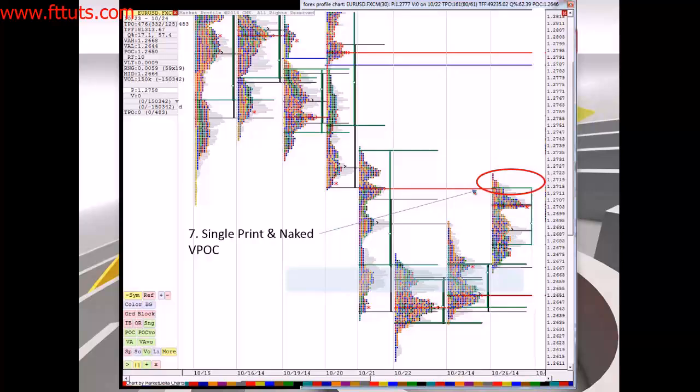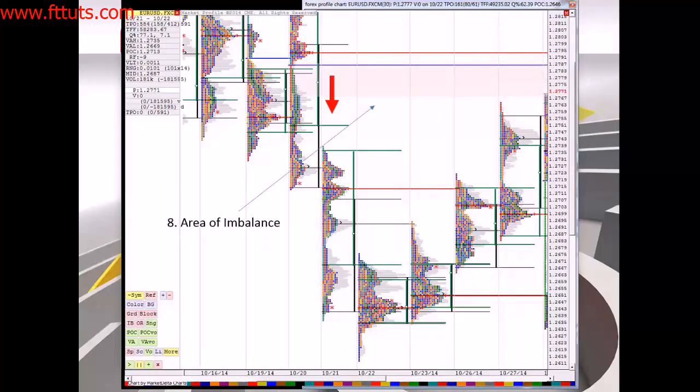But notice, once again, the naked point of control from a prior session up here ends up being an important level. All right, so we continue to move higher until this area up here, which is now where the selling zone has dropped to.